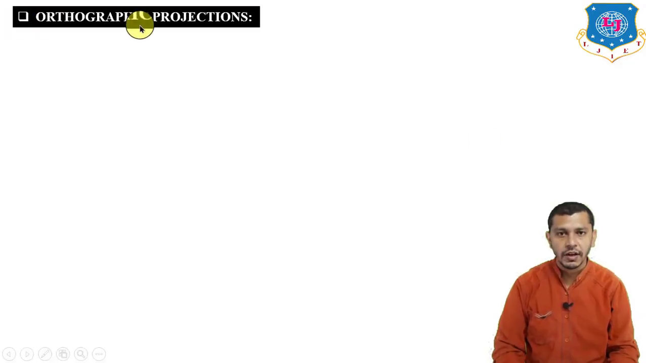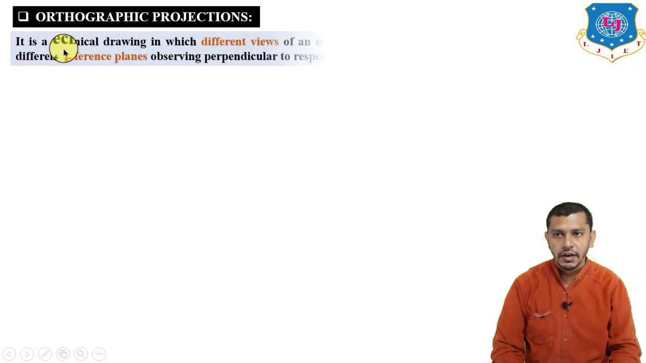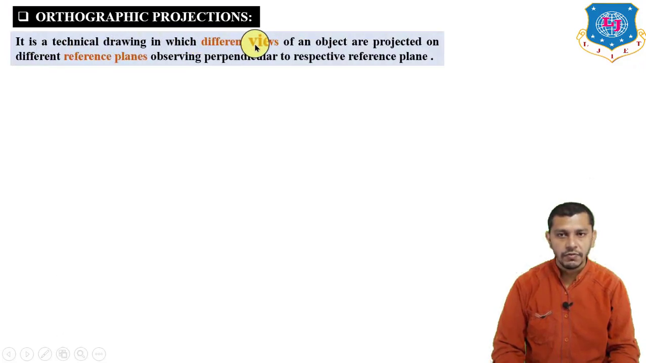So what are orthographic projections? It is a technical drawing in which different views of an object are projected on different reference planes, observing perpendicular to the respective reference planes. The meaning of orthographic projection is perpendicular projection. And projection means to draw the front view, top view and the side view of the given object.